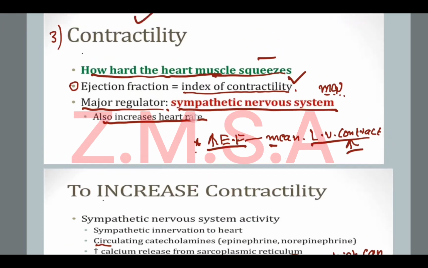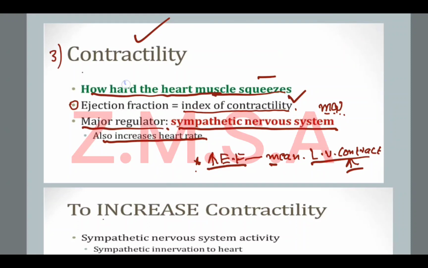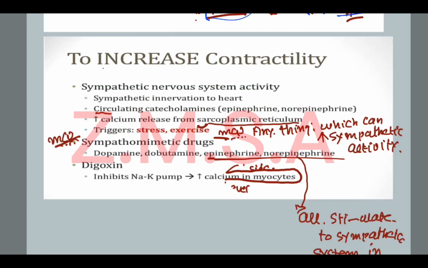The next parameter is contractility. Contractility is how hard the heart muscle squeezes. Ejection fraction is an index of contractility. When ejection fraction is increased, it means the left ventricle contracts more. The major regulator is physiologically the sympathetic nervous system, which also increases heart rate. Contractility is increased by the sympathetic nervous system, physiologically by sympathetic innervation to the heart.